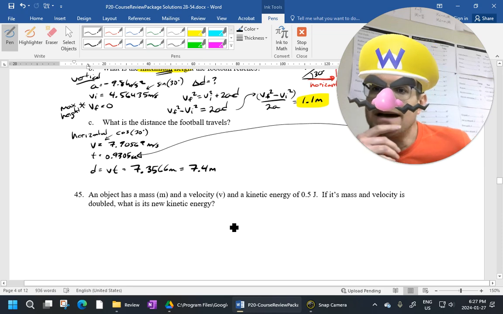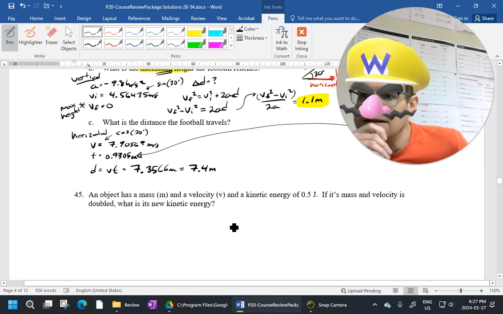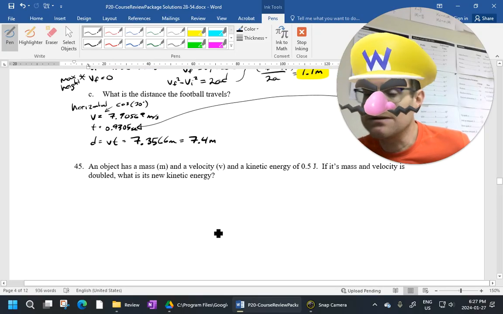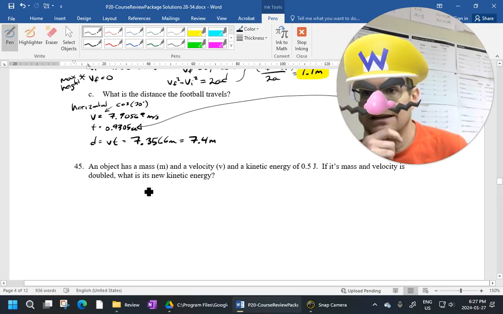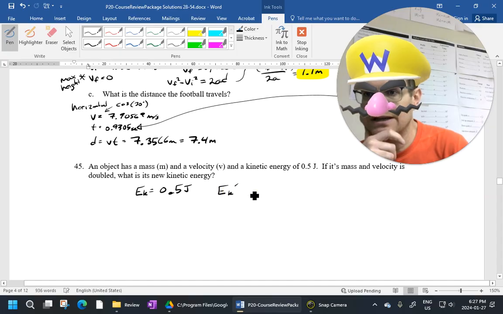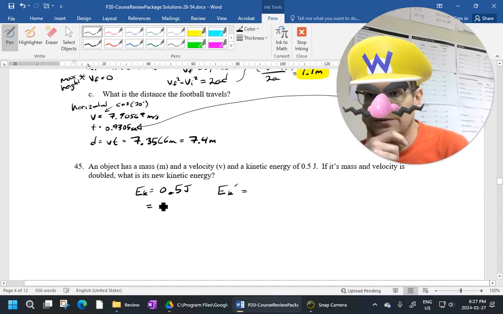An object has a mass and a velocity, and the kinetic energy is, if the mass and velocity is doubled, assume both of them being doubled, what's the new kinetic energy? So my old kinetic energy is 0.5 joules, and they just want to know what my new kinetic energy is going to be. And the old way, I would calculate 1/2 mv squared, right?